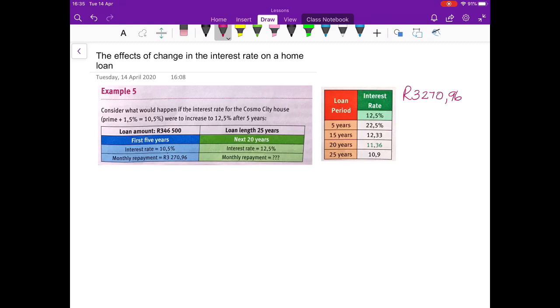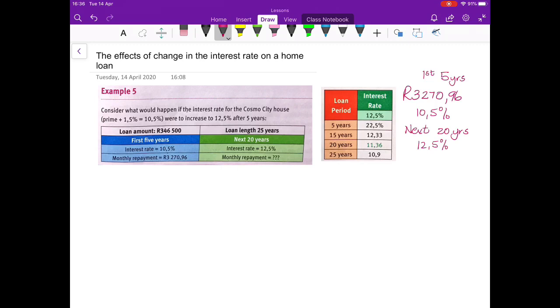Up to now, we've worked in a perfect world where there are no increases in the interest rate, but that doesn't happen. So it stayed the same for the first 5 years. The interest rate for the first 5 years was 10.5%, and that's how we calculated the 3,270.96. For the next 20 years, the interest rate increased to 12.5%.